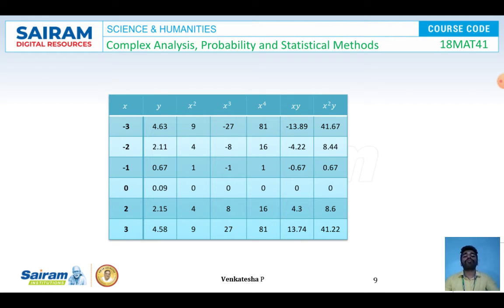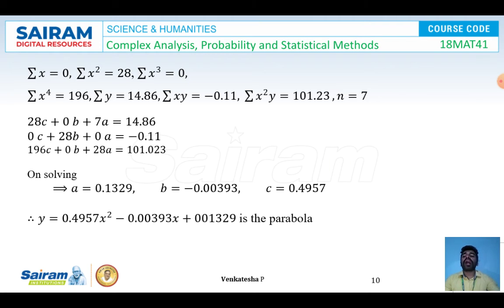So now I am going to find all the summations of x, y, x², x³, x⁴, xy and x²y. After adding, I got summation x is 0, x² is 28, x³ is 0 and summation x⁴ is 196, summation y is 14.86, summation xy is -0.11 and summation x²y is 101.23, and n = 7.